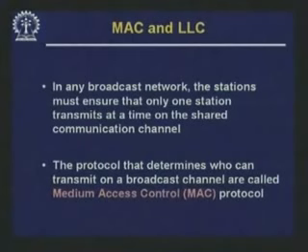Now, we talk about two parts, MAC and LLC. We have already seen MAC. The data link layer is divided into two parts, the MAC and the LLC, as we will see. In any broadcast network, the stations must ensure that only one station transmits at a time on the shared communication channel. Otherwise, they will collide and become garbled. So, this is the MAC part of it.